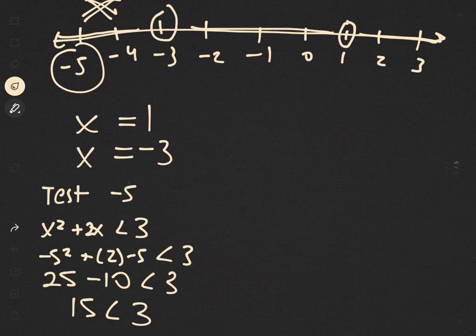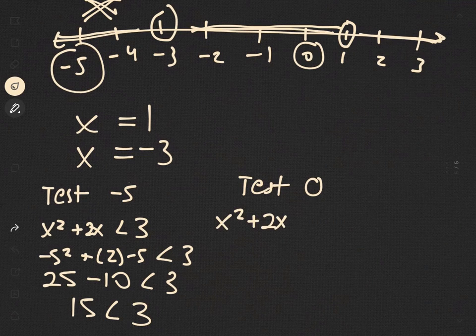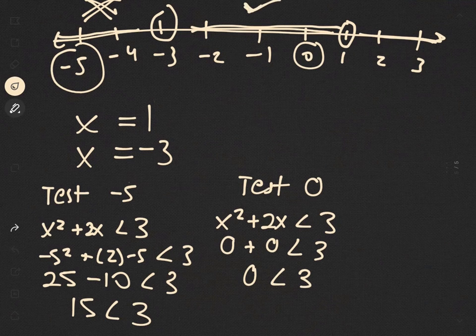Let's test out a point from this middle section. Let's test out 0. Again, x squared plus 2x less than 3. That's our original inequality. We're testing 0, and we get that 0 is less than 3. That is a true statement. So this is a valid part of our solution set.